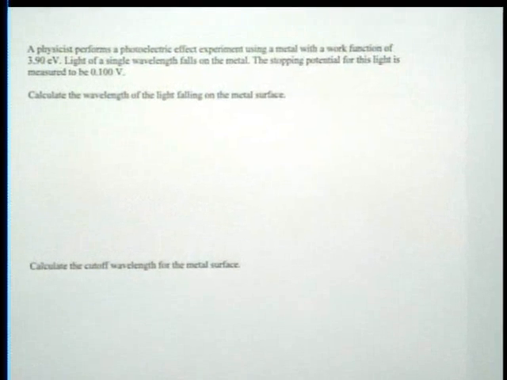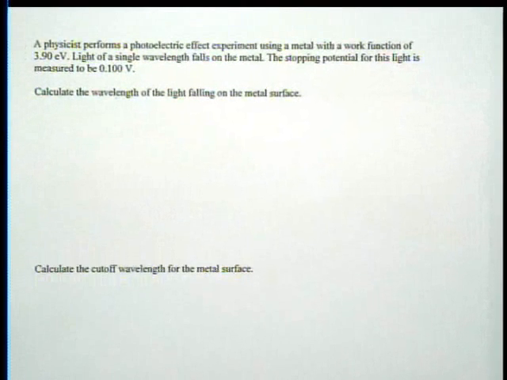So a physicist is performing a photoelectric experiment using a metal with a work function of 3.9 electron volts. Light of a single wavelength falls on the metal. And the stopping potential for this light is then measured to be 0.1 volts. So in other words, at 0.1 volts, he can stop even the most energetic electron from making it over to his collector and measuring current. Calculate the wavelength of the light falling on the metal.